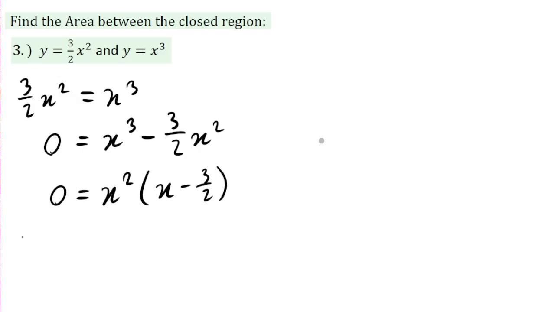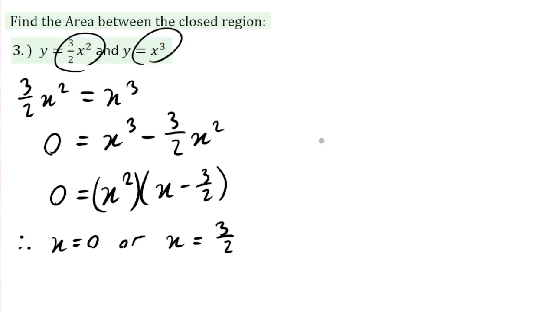Okay, and therefore, we have x is equal to 0, coming straight from this parentheses over here, or we have x is equal to 3 over 2. Okay, so clearly, because there are no vertical shifts within these functions, we can see that they actually intersect at the origin. It kind of makes everything easier to understand, okay?